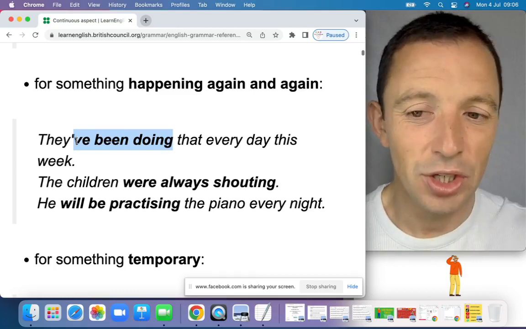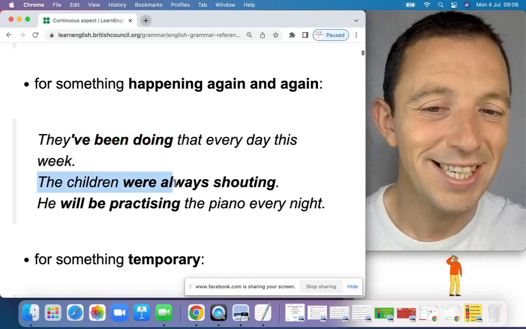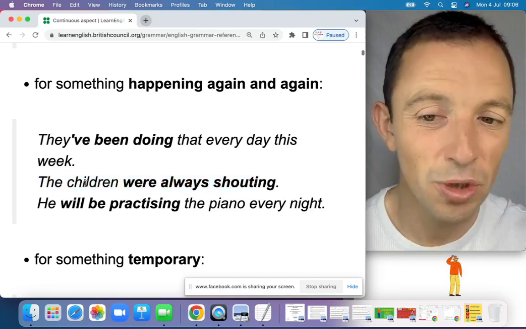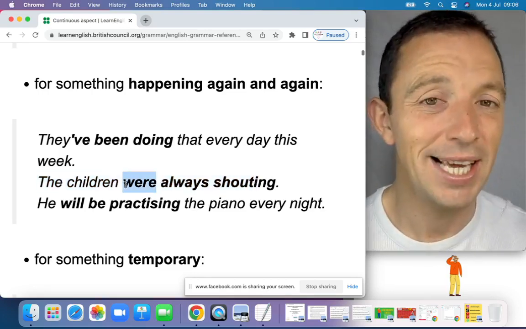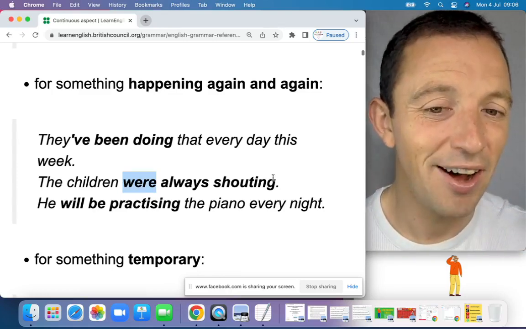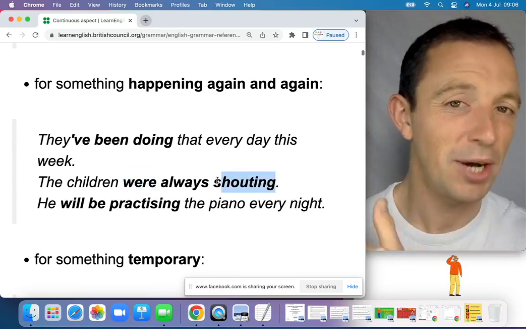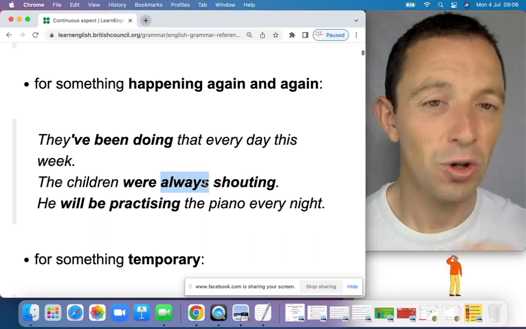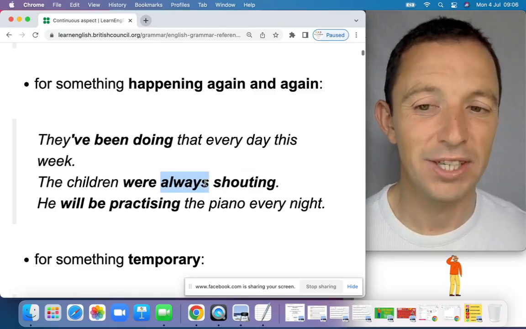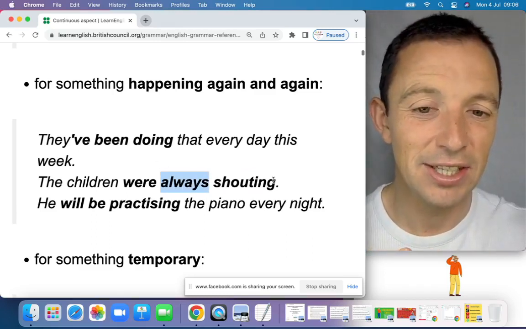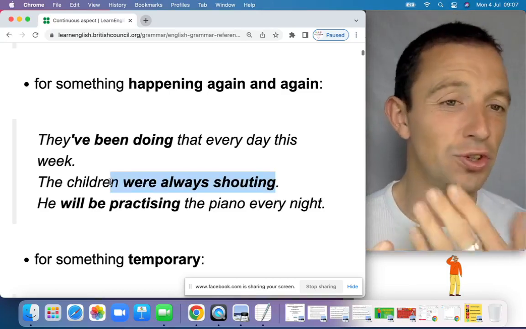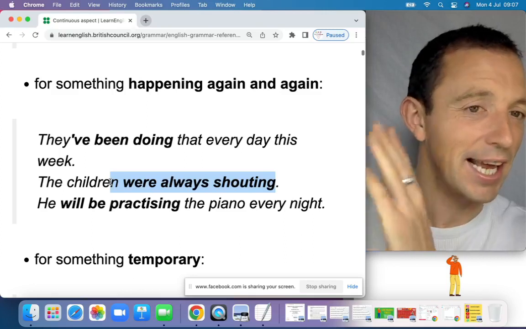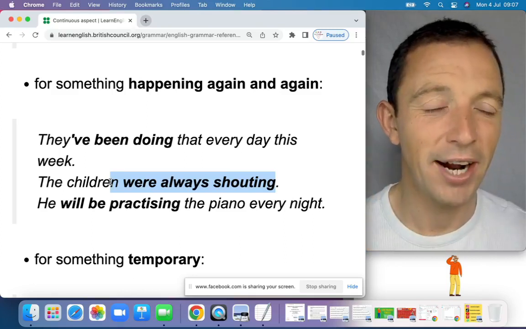Next, the children were always shouting. So the subject is the children. The auxiliary verb is the verb to be in the past plus the ing, the gerund, were shouting. Adverb, always, constantly, always shouting. And this is some action happening again and again. The children were always shouting in the past, again and again, frequently, regularly.